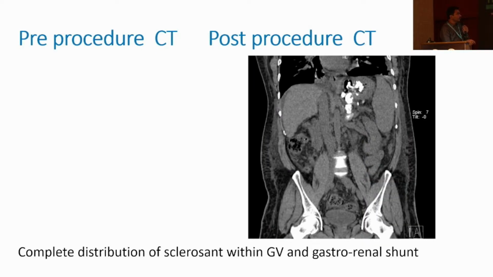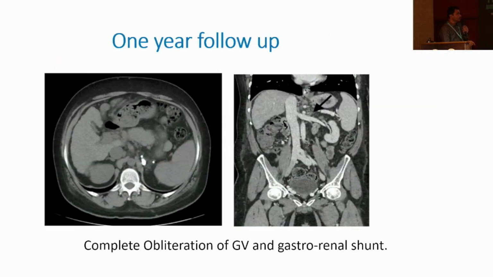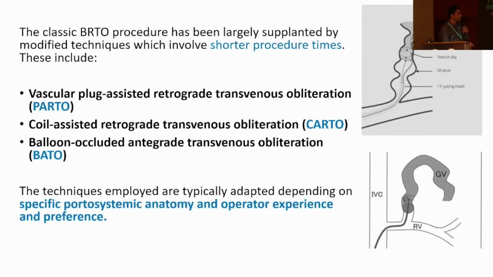And this is the post-procedure CT. We can clearly see the entire shunt as well as the gastric bed has been covered with the sclerosant. And this is the follow-up. After 1 year of follow-up, we can see there is no residual gastrorenal shunt or gastric varices. So now we are modifying this procedure with newer techniques, that is plug-assisted retrograde transvenous obliteration, PARTO, or coil-assisted CARTO.